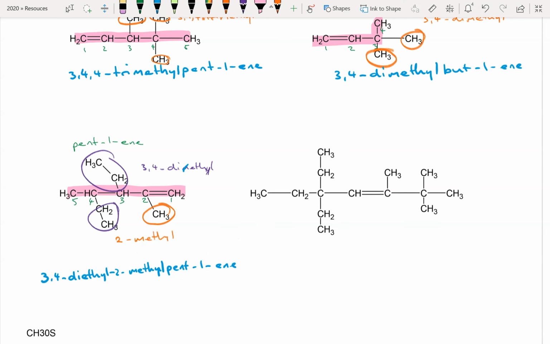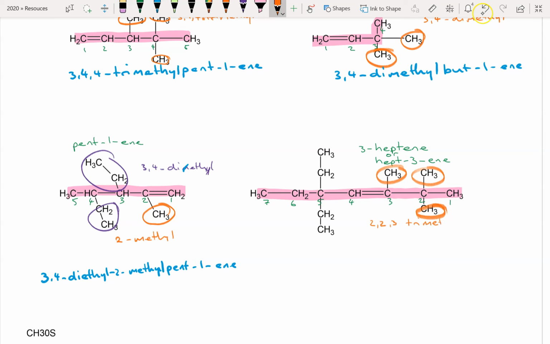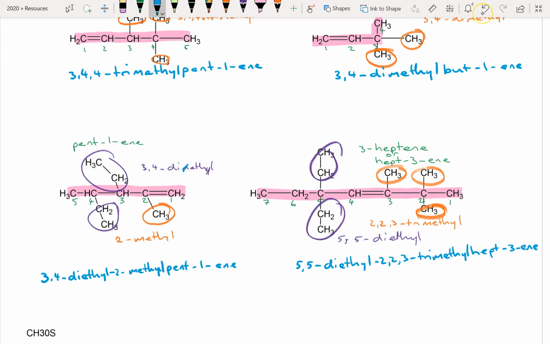Whew. Bit of a marathon there. 3, 4 diethyl 2 methyl pent-1-ene. Okay, let's do the next one. And there we go. 5, 5 diethyl 2, 2, 3 trimethyl hept-3-ene. That's a mouthful and a half.